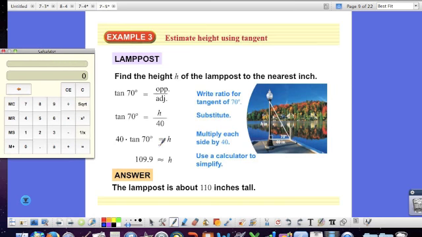So now we have a lamppost. Find the height of the lamppost to the nearest inch. And I don't know if you can see there, but there's an angle there that's marked as 70 degrees. So we're going to find the tangent of 70 degrees. That's the opposite over the adjacent. The opposite is h. The adjacent is 40.